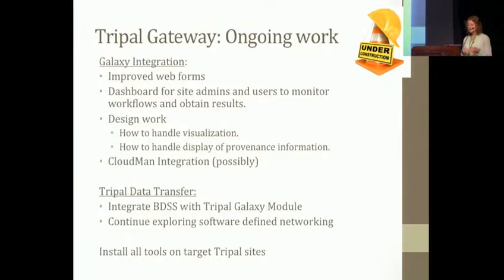On the data transfer side, the Feltus Lab is continuing to work with the BDSS, integrating that with the Tripal Galaxy module. And they're also exploring software-defined networking, which is one of those hot new buzz terms. I don't know a ton about it, but they're ordering OpenFlow switches for all the Tripal sites, and they're all going to have really awesome software-defined networking, or so I've been told. So hopefully that will come to fruition. We're thinking in the next 6 to 12 months. Once all of this is done, we'll install all the tools on our first set of target Tripal sites, but everything will be available for the community to use.